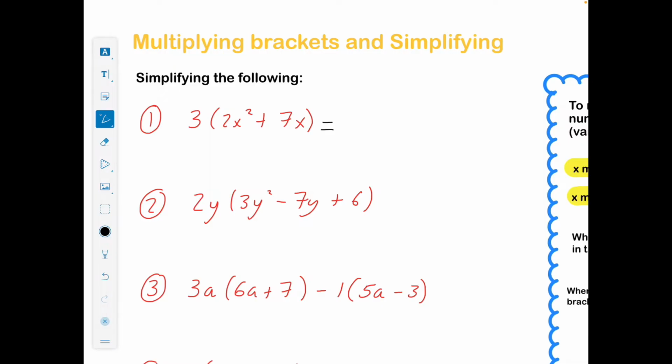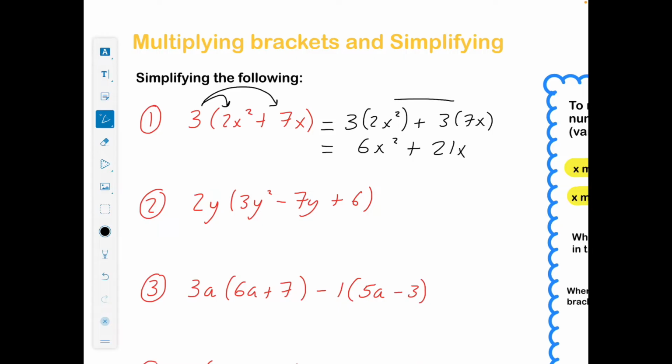So for the first one here, after a bit of practice, you can stop writing it out like this. It depends what way your teacher does it as well. So the first thing I'm going to do is multiply the 3 by the 2x squared, and then I'll multiply the 3 by the 7x. That will give me 6x squared, so 3 by 2 is 6, and then 3 by 7 is 21x. Again, can't add those together. Remember, can't add x squareds and x's.